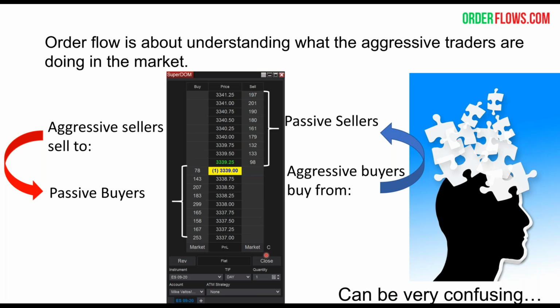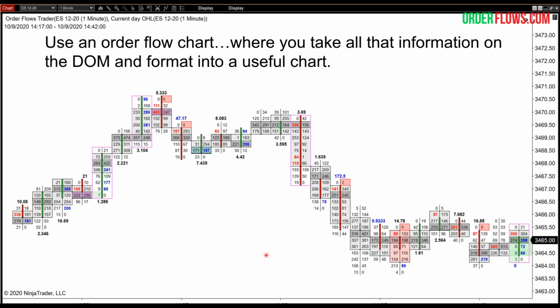But in all honesty, looking at a dome, it can be very confusing. It's like having all these little puzzle pieces falling into your brain, and then your brain's got to put them all together. Okay, like I said, it's difficult for a lot of people. But when you use an order flow chart, you take all that information from the dome, from the time and sales, and put it into an easy to read format.